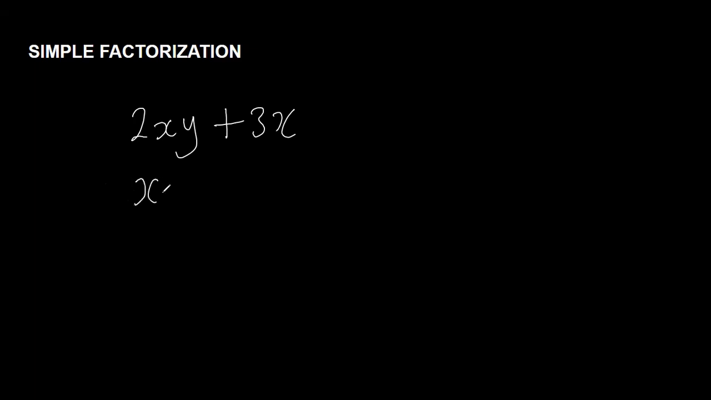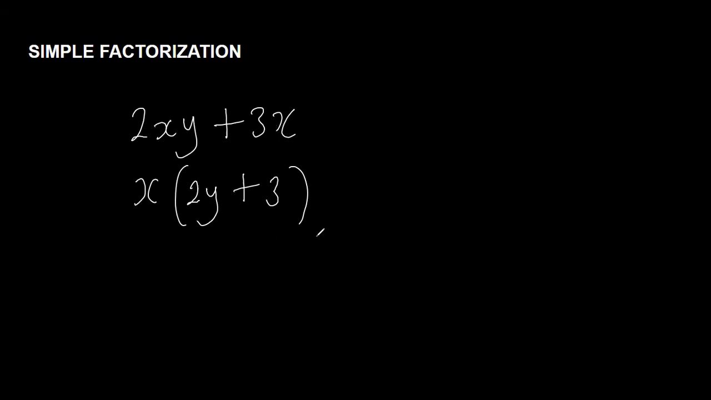So write out our factor, open our bracket. We have 2xy here divided by x. We are going to be left with 2y. Plus we have 3x divided by x. We are going to have 3. So we have simply factorized this. This is the limit or the extent to which we can factorize this expression we have here.